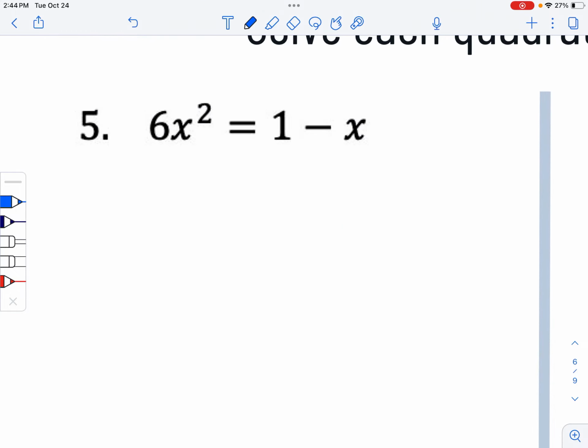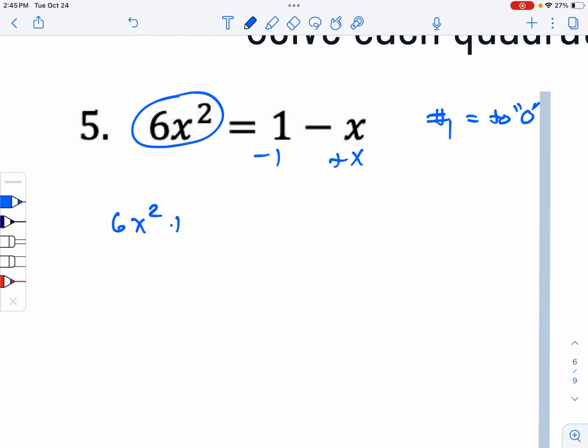First step, everything equal to 0. Anyway, I'm going to keep this term positive. The x squared term is always positive. 6x squared is positive, so I'm going to subtract 1 and add x to the other side, so I get 6x squared plus x minus 1 equals 0.